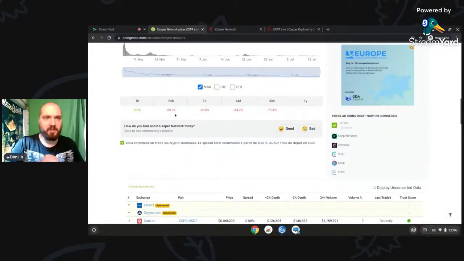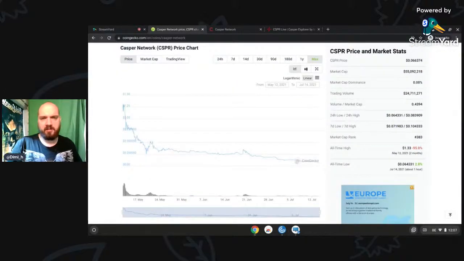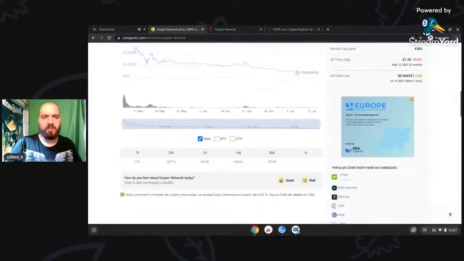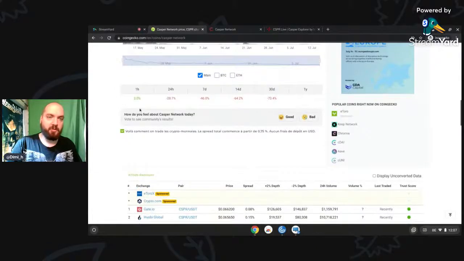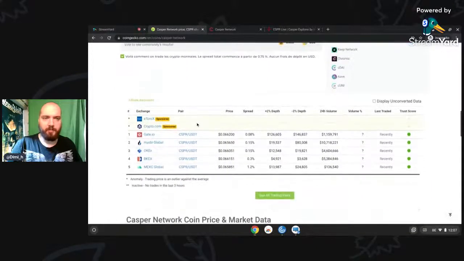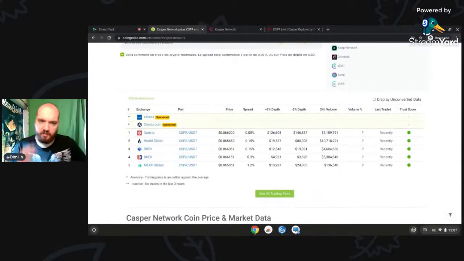In the last 24 hours, minus 20%, 7 days, minus 46, 2 weeks, minus 64, minus 73. So it's crashing down bad. I'd even say it's going straight towards a dead project here. Positive side, 2% increase in volume. But anyway, let's continue. I might be wrong.